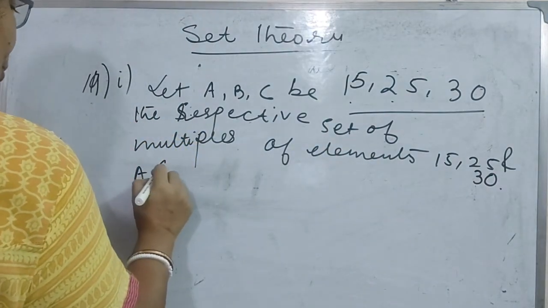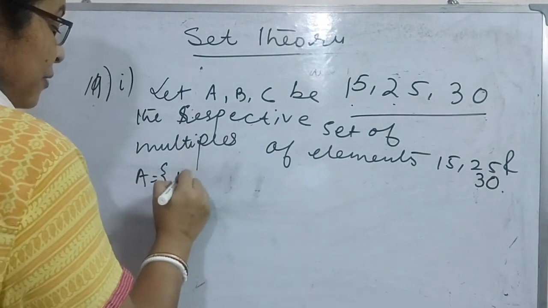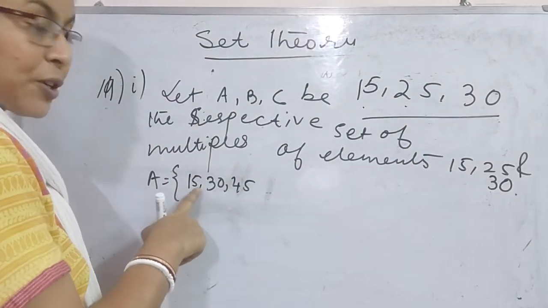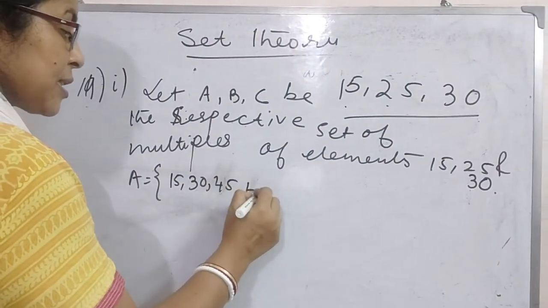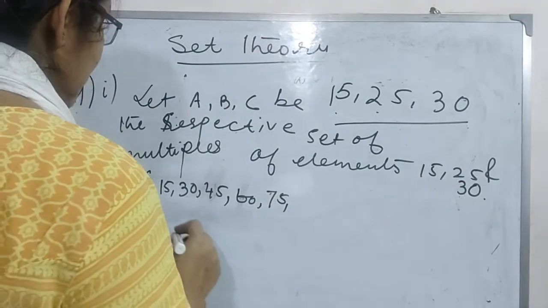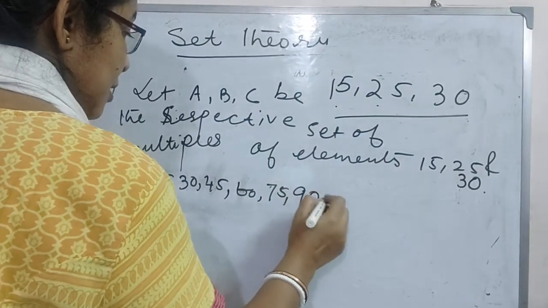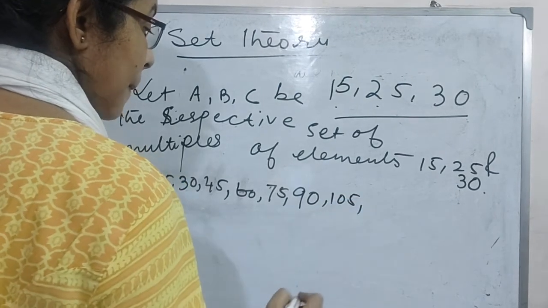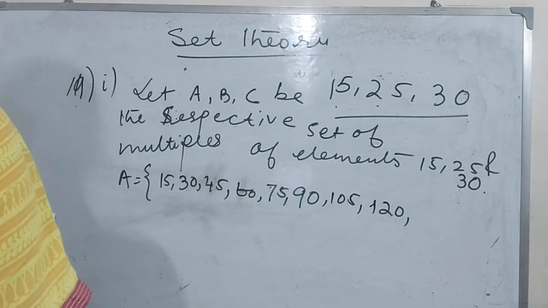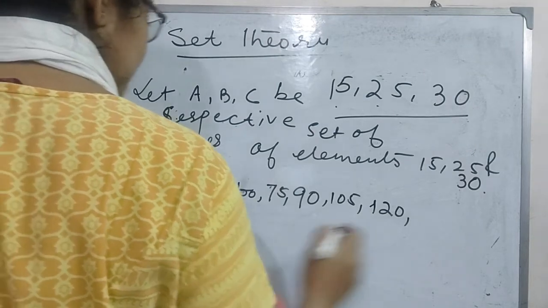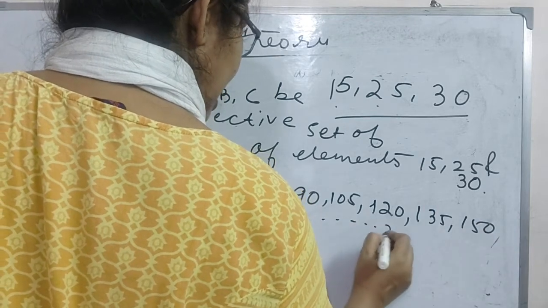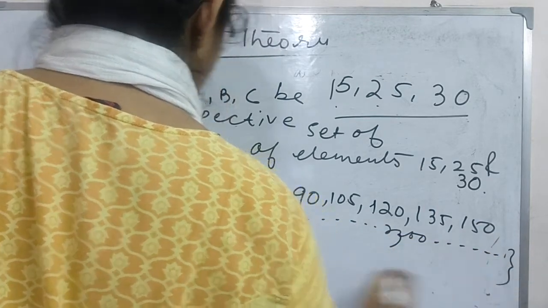So A equals multiples of 15, which are 15, 30, 45. 15 ones are 15, 15 twos are 30, 15 threes are 45, 15 fours are 60, 15 fives are 75, 90, 105, 120, 135, 150 and so on. After that 300 and so on.